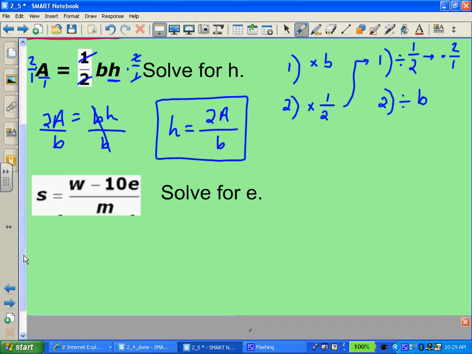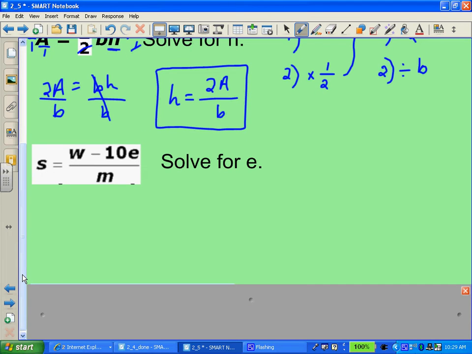Here's kind of a fun one. S equals W minus 10E over M. So it says solve for E. So again, we find E. Here it is. What's happening to E? Well, the first thing I see is that it's being multiplied by negative 10.